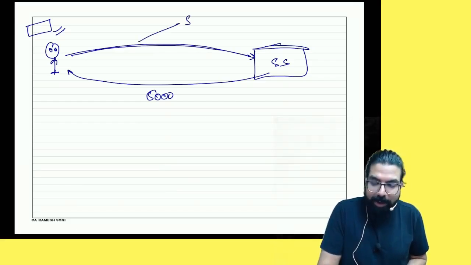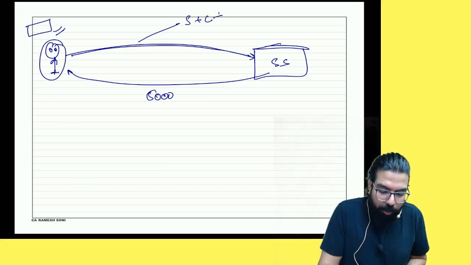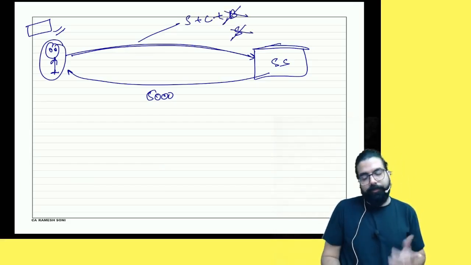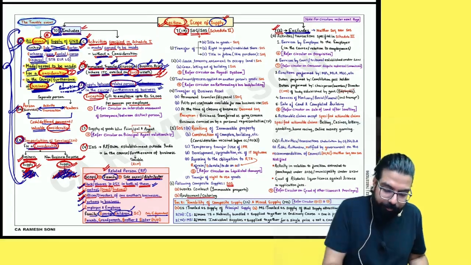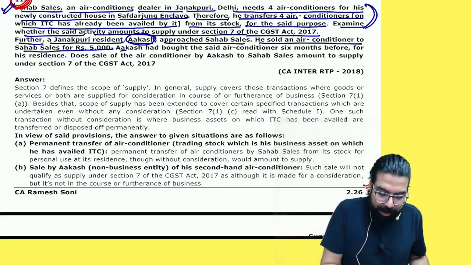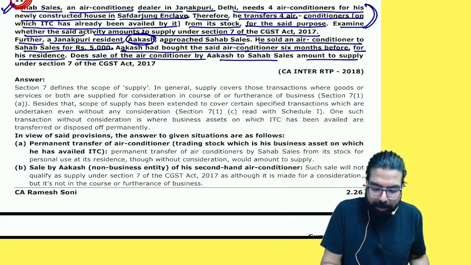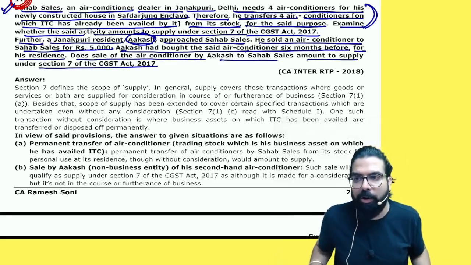One minute. It's a sale for a consideration. But is Akash trying to do business over here? And hence, will it be a supply or not a supply? Done. Next. Akash had bought the air conditioner 6 months before for his residence. Does the sale of the air conditioner by Akash amount to supply under section number 7, yes or no?